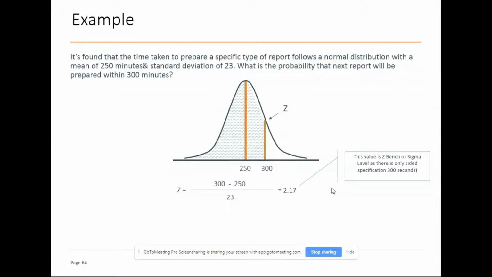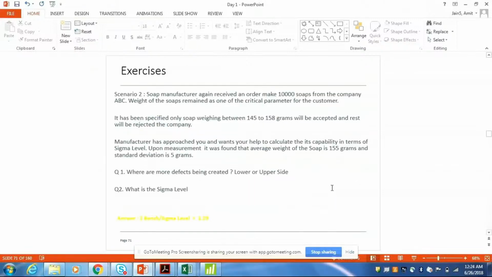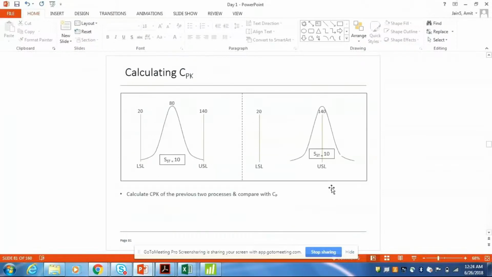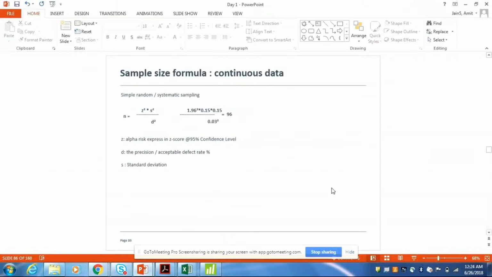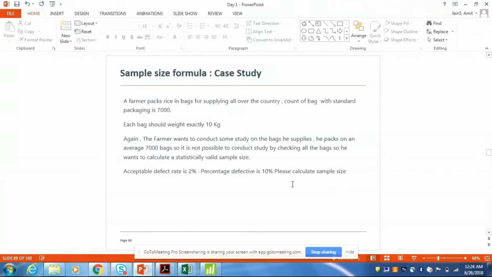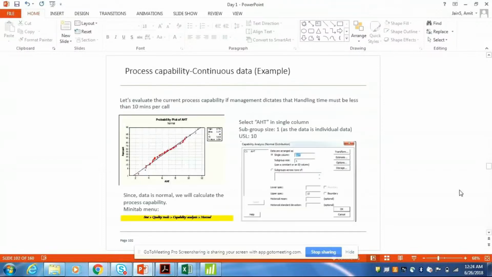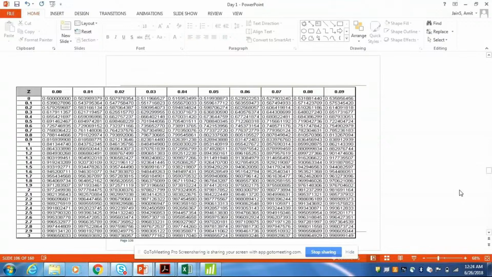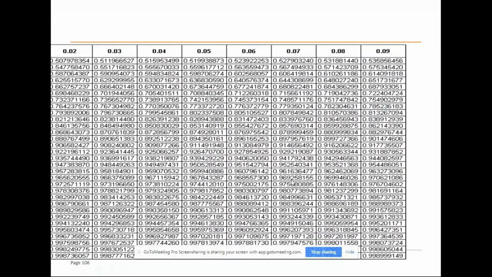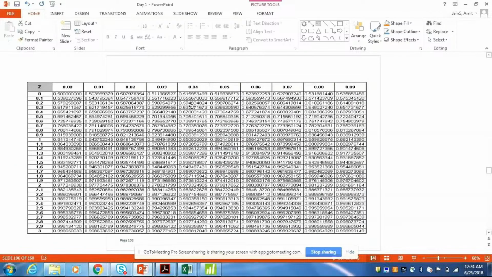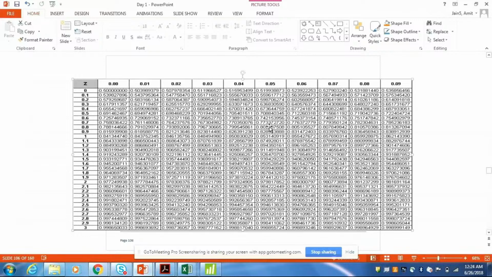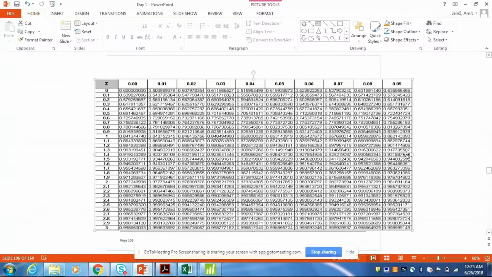From this 2.17 standard deviation, we will calculate the probability. How would we do that? We would look in the Z table, the Z distribution table. Okay, it's right here. This is the Z table that I have. It is called the Z table, area under the curve.